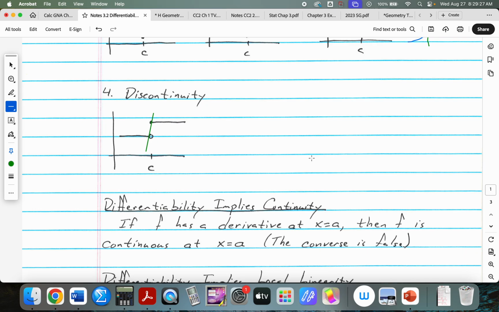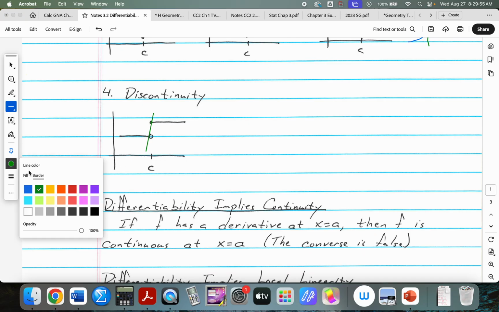And as these points to the left of c get closer and closer to c, the line gets steeper and steeper. It turns out in cases like this that the left-hand derivative doesn't exist at all because it goes to infinity. But even if it did exist and was just some really big number, well, the right-hand derivative is 0. So that's not going to work.